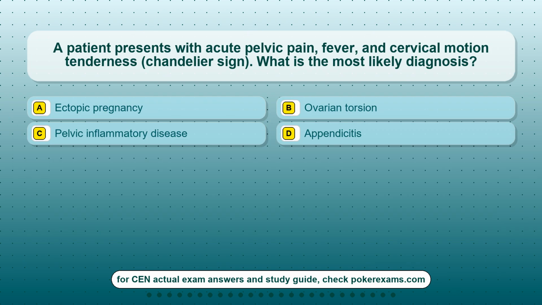Question 16. A patient presents with acute pelvic pain, fever, and cervical motion tenderness, chandelier sign. What is the most likely diagnosis? Option A, ectopic pregnancy. Option B, ovarian torsion. Option C, pelvic inflammatory disease. Option D, appendicitis.